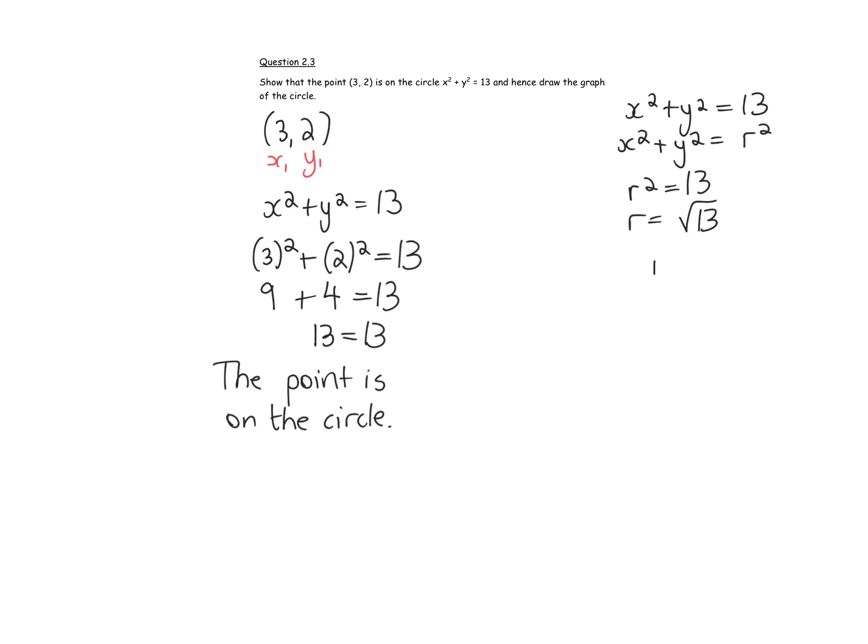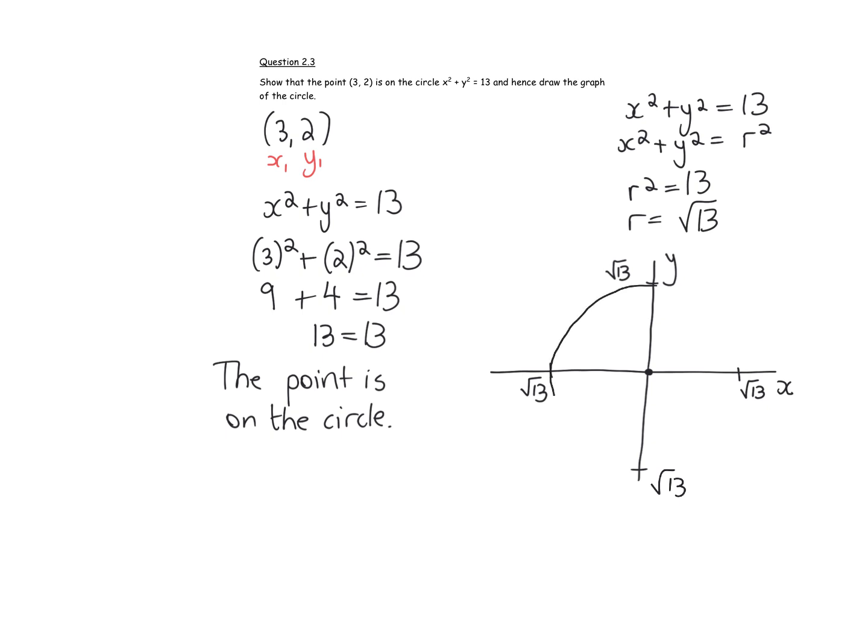Because we know the center is at 0, 0, we can draw the x-axis and the y-axis and the center at 0, 0. The radius is square root 13, so we can come out square root 13, square root 13, square root 13. Then all we have to do is join the points where it's square root 13 together in a circle.